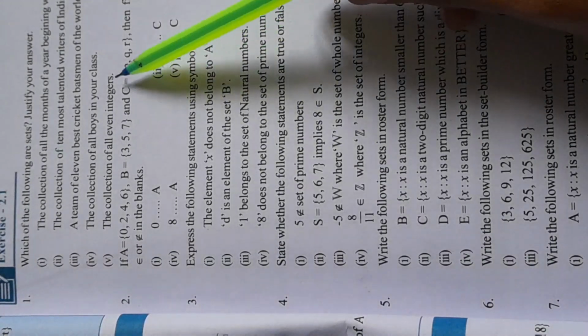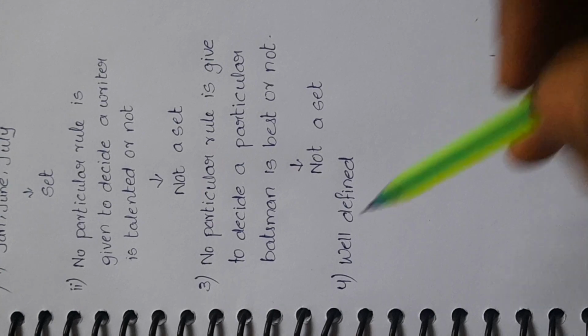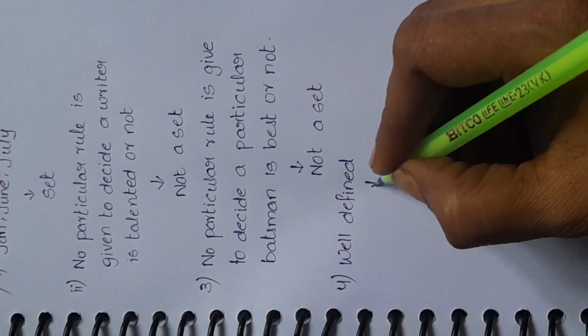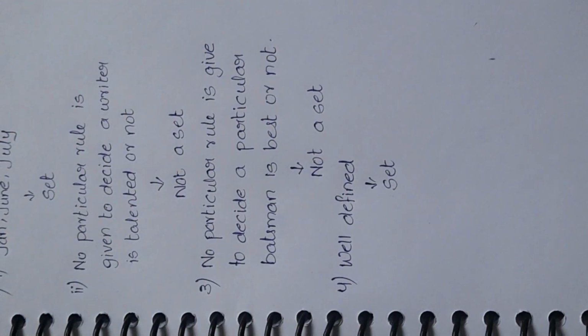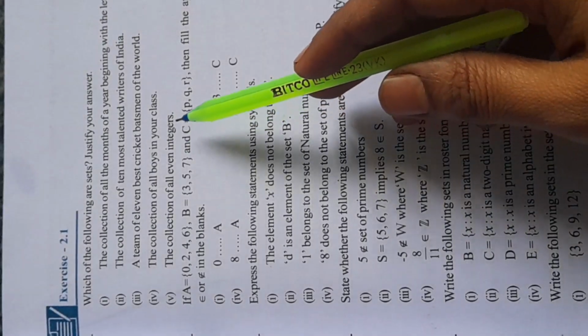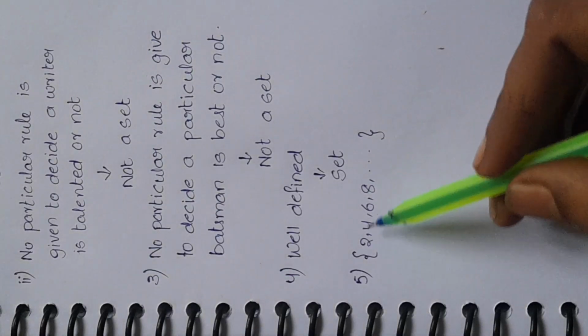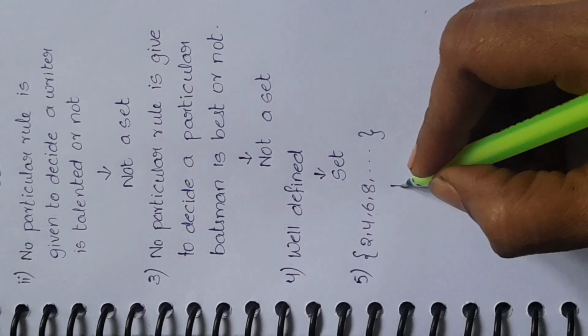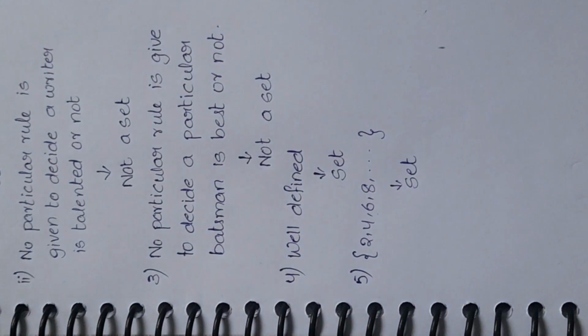Fourth one is the collection of all boys in your class. Collection of all the boys in your class is a well-defined one. So, this is a set. Fifth one is the collection of all the even integers. We can take the numbers 2, 4, 6, 8 and so on. So, this collection is a set. Let us move to the second question.